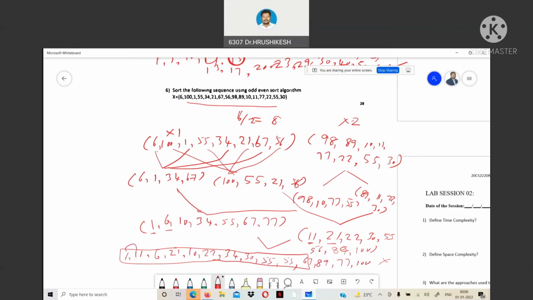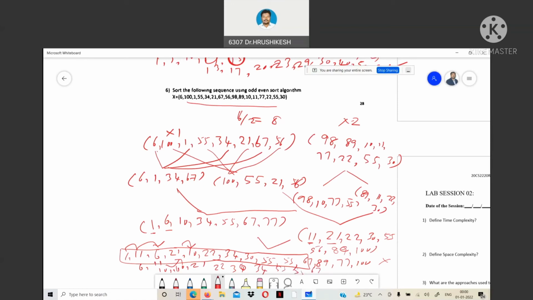So it is okay. But when comparing 11 with 6, they were not in order, so swap. 11 compared with 21, yes. 10 compared with 11, 10, 11. Okay, so like that, 21 compared to 22, yes, same. 21 compared to 34, yes, same. When 34 compared to 30, they were swapped: 30, 34. 34 compared to 55, yes. 55 compared to 55, same.